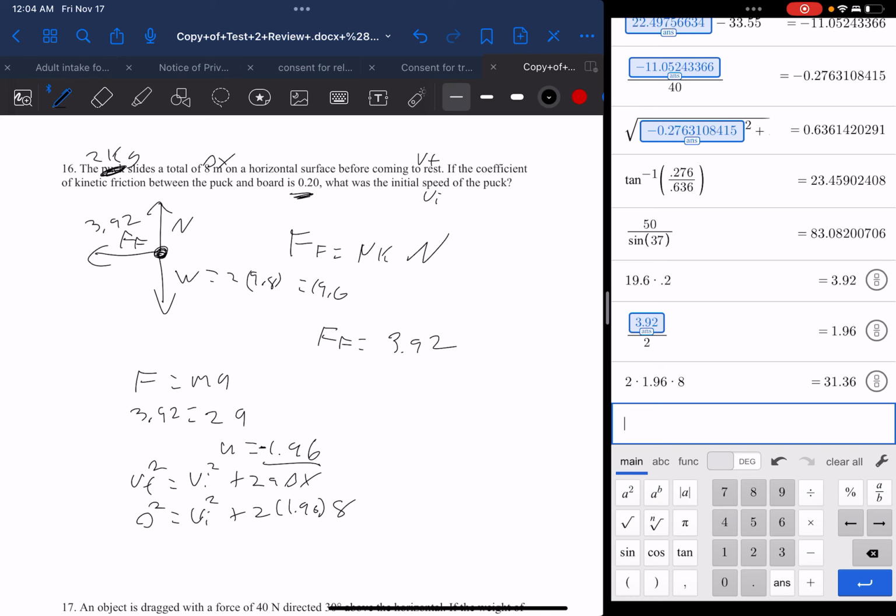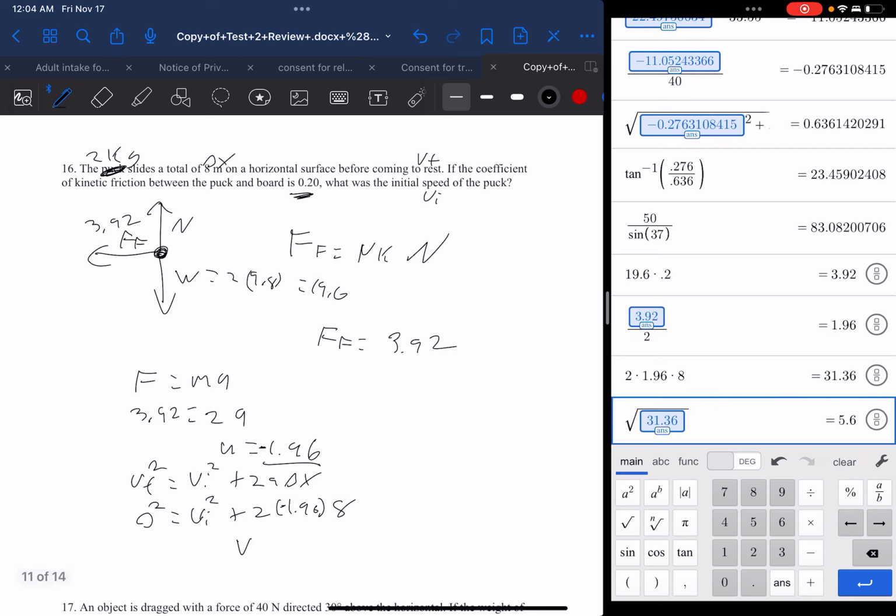So therefore, the force is negative and A is negative, which means that this is negative 1.96, which means when we subtract it, we end up with a positive number. When we add it, we end up with a positive number, which means we're not taking the square root of a negative number. So none of that really mattered, because we're still just going to take the square root of this over here, and we're going to get VI as 5.6.